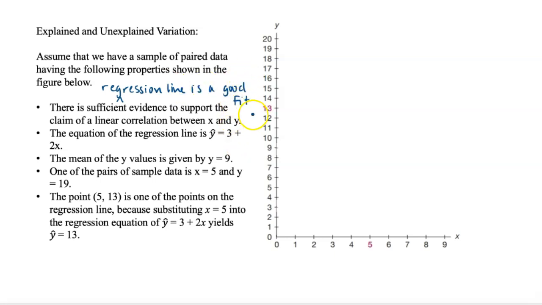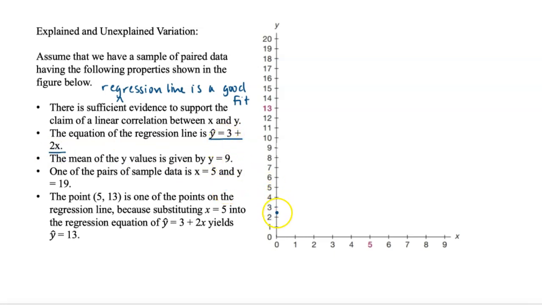And so we can use this regression line. Remember, if the regression line is not a good fit, then the best point value of any kind of y value is just the mean of y values. So we can use the regression line in this case. The equation of the regression line is y hat equals 3 plus 2x. Well, let's plot this.